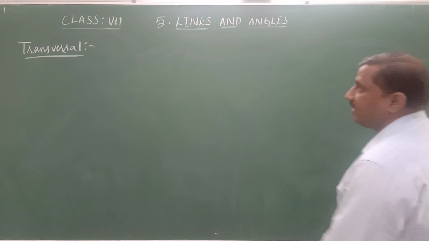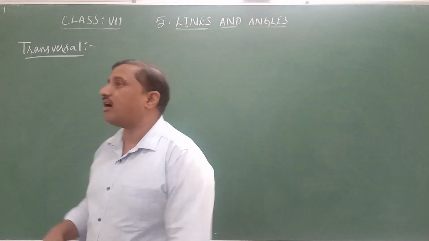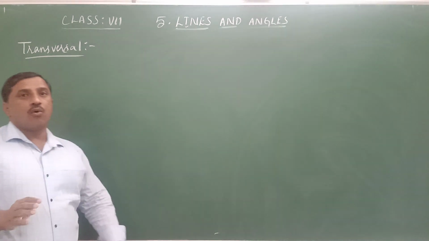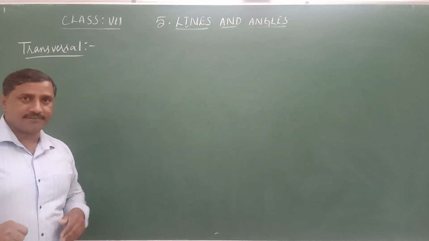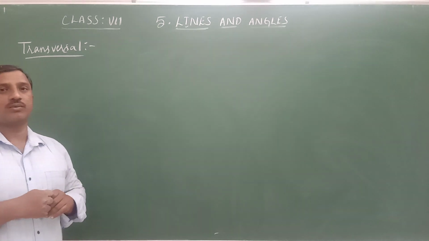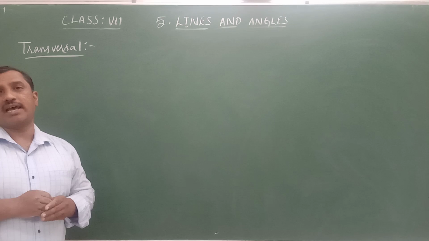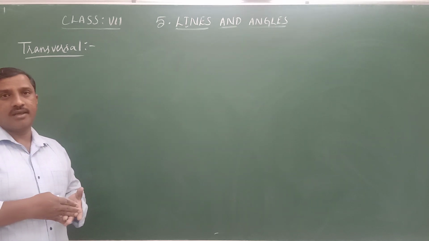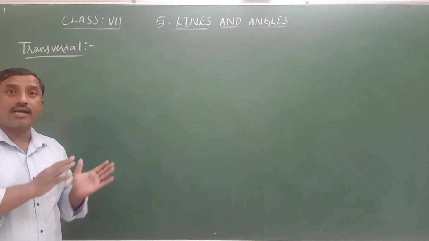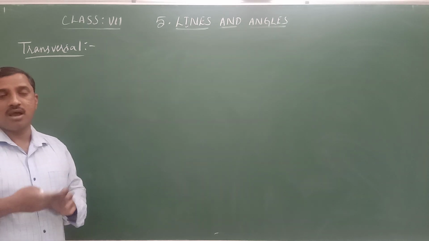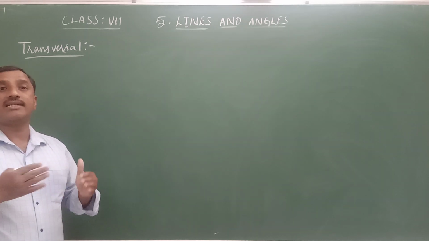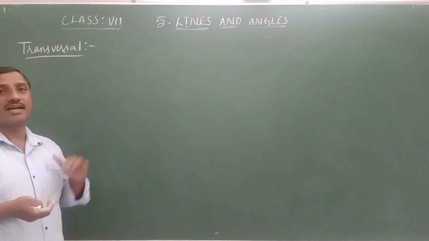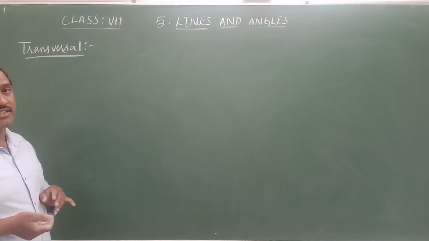Now, the transversal line, or simply the transversal. What is a transversal? It is a line which intersects a pair of lines, or two or more lines, at distinct points, at different points. Such a line is known as a transversal line.